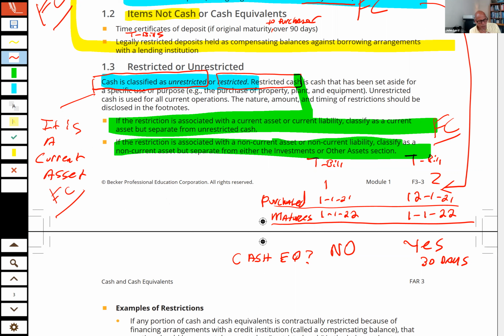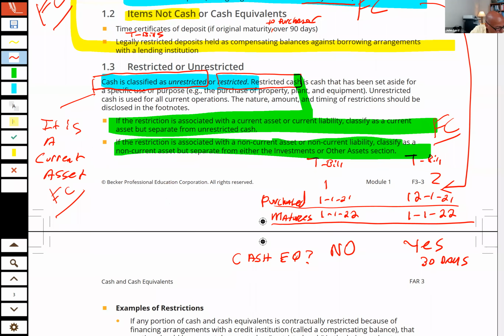Now, how we classify assets as current or non-current really frequently has a lot to do with the company's intent, okay? So what is the company's intent? You can often look to that to see whether or not you would classify something as current or non-current. Question?